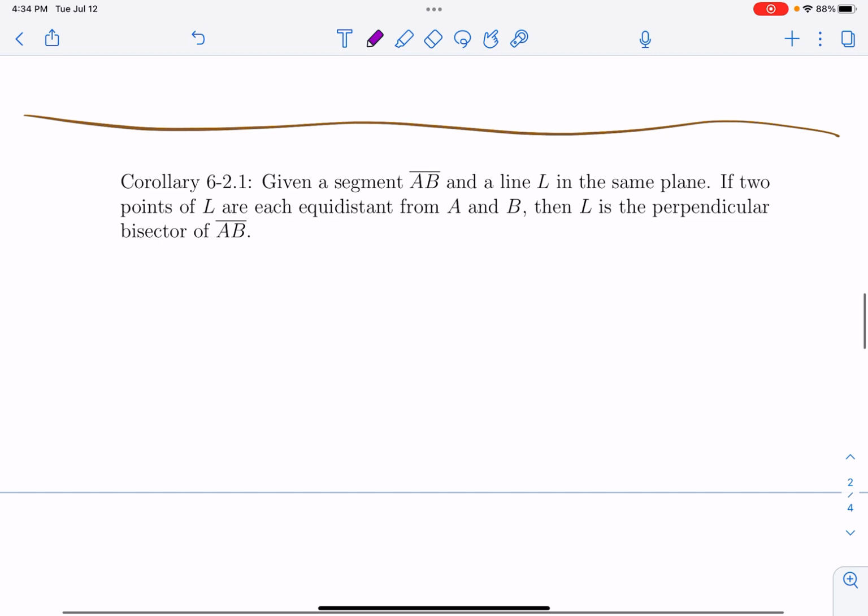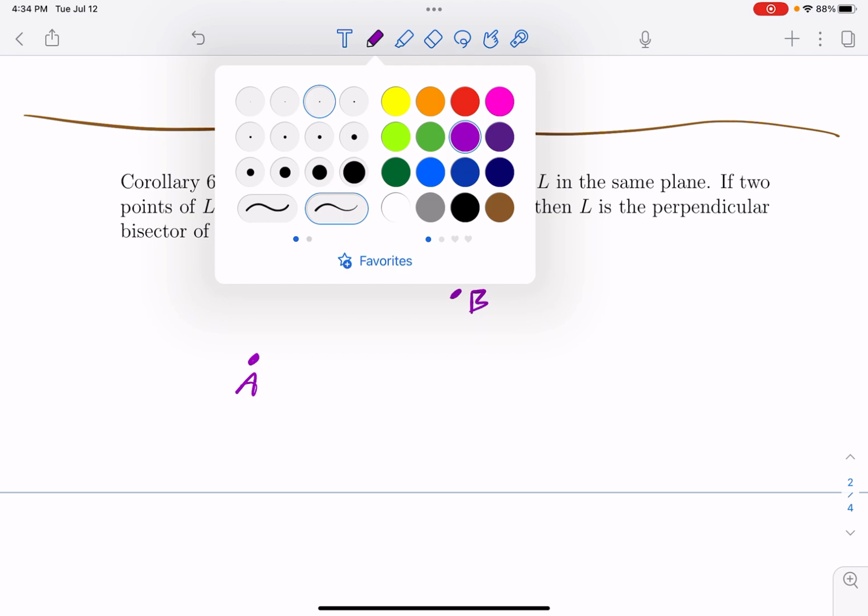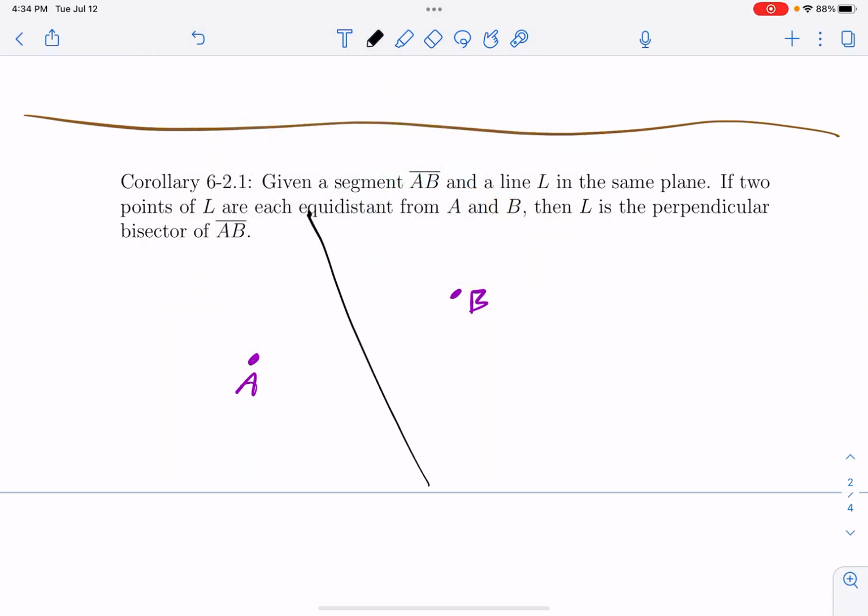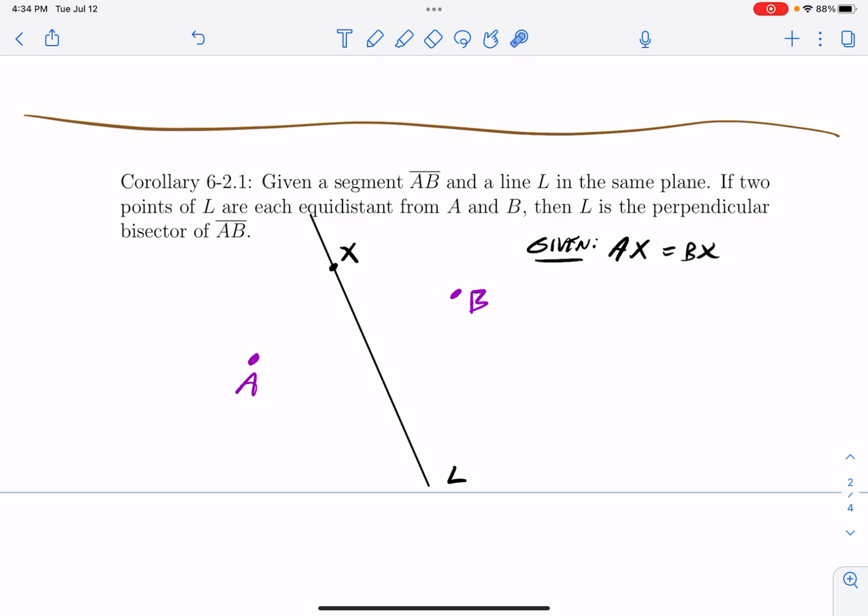Let's suppose here's A and here is B. And I have a line L like so. L here is the name of the line. And maybe I have a point here, X. So I'm saying that X is equidistant from A and B. The distance from A to X and the distance from B to X are the same. And let's suppose that's also true about a point Y also on this black line L. The distance from A to Y and the distance from B to Y are the same.